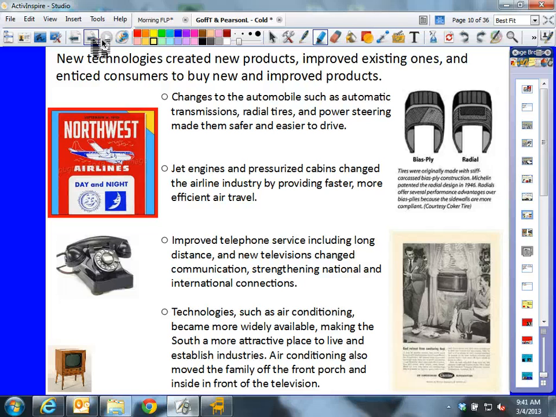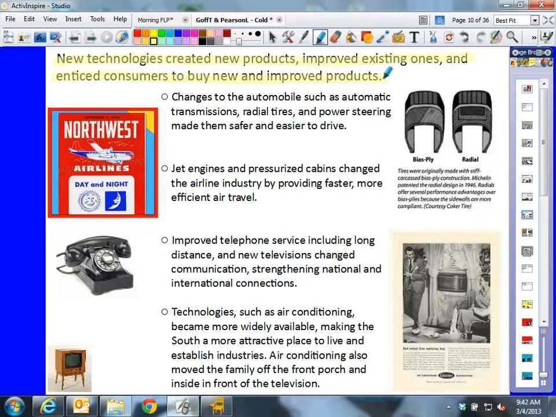New technologies created new products, improved existing ones, and enticed consumers to buy new and improved products. Changes to the automobile, such as automatic transmissions, radial tires, and power steering, made them safer and easier to drive. Jet engines and pressurized cabins changed the airline industry by providing faster, more efficient air travel. Improved telephone service, including long distance, and new televisions changed communication and strengthened national and international connections. And then lastly, just a variety of some other things.